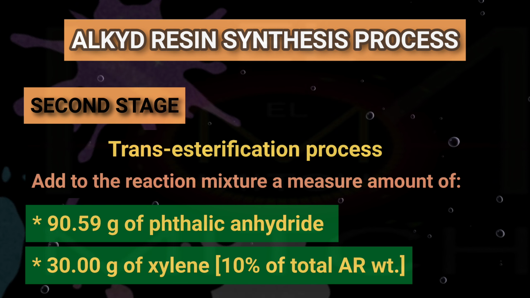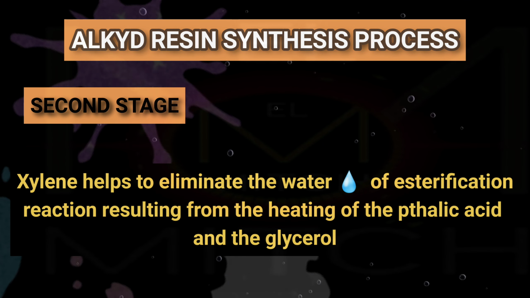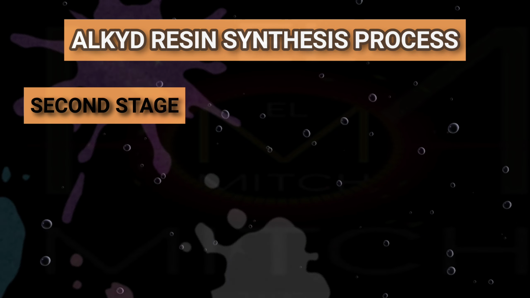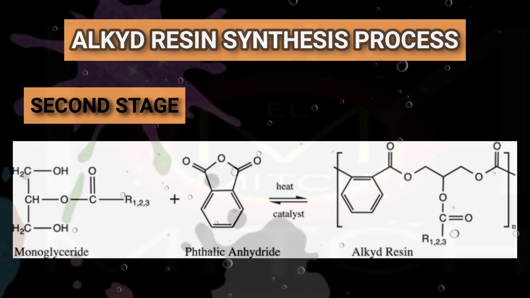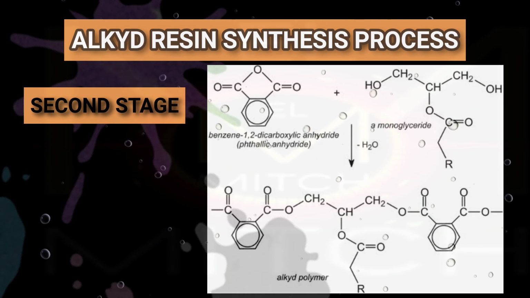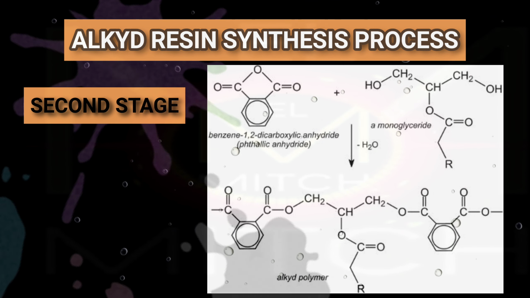So xylene should be 10% of the total alkyd resin weight. Now, what is the function of xylene? Xylene aids the removal of water of esterification. Bear in mind that we are adding an acid to an alcohol, which would eventually form an ester, and water would be removed in the process. So xylene helps to remove the water of esterification from the glycerol, initially from the monoglyceride stage, added to the phthalic anhydride, which is an acid. So reaction between an acid and an alcohol is an esterification one. So for the removal of water, xylene does the whole work.